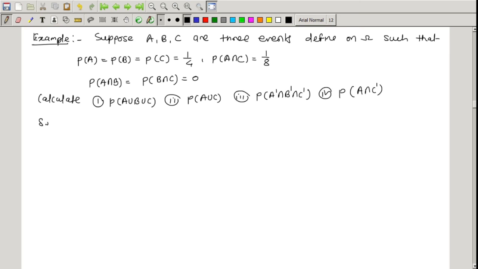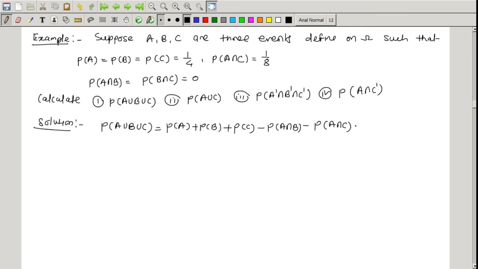So to get the terms, first you start by P of A union B union C. By addition theorem, P of A union B union C is P of A plus P of B plus P of C minus P of A intersection B minus P of A intersection C minus P of B intersection C plus P of A intersection B intersection C.